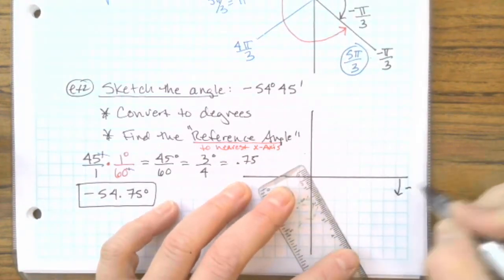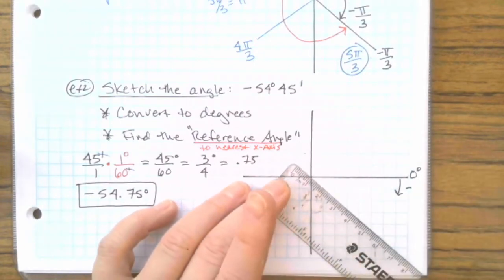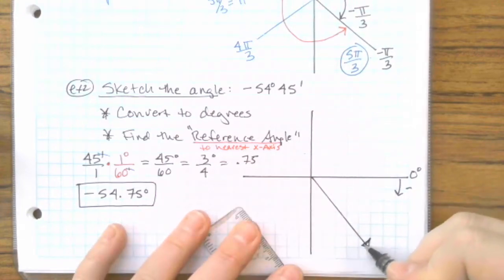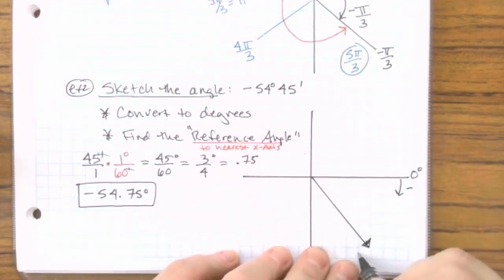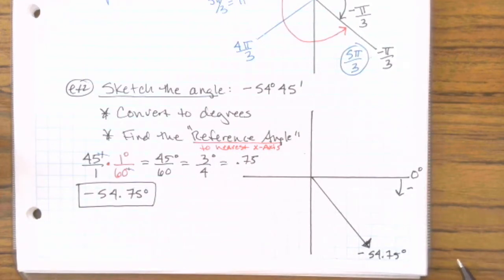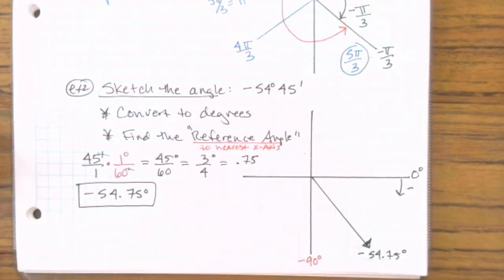We're definitely going in the negative direction from 0 degrees. So about here's 45, so 54 will be about here. So the actual angle is negative 54.75 degrees. What we need, however, is the reference angle. So if this is 0 degrees, this is negative 90 degrees.